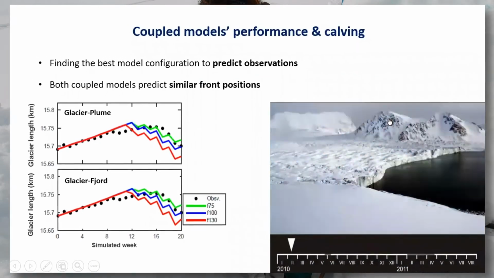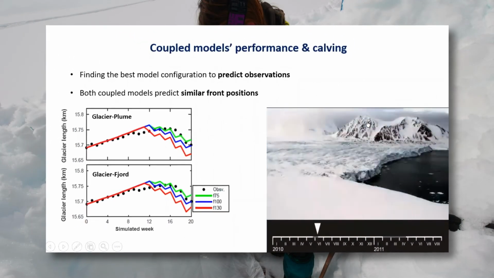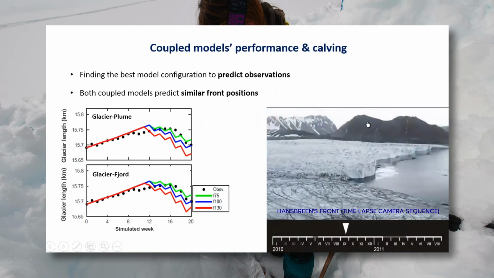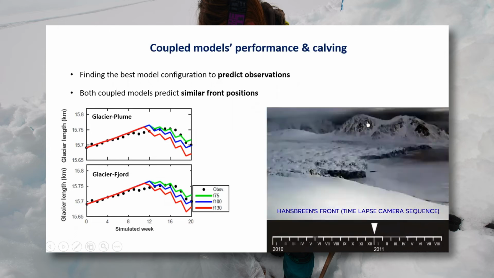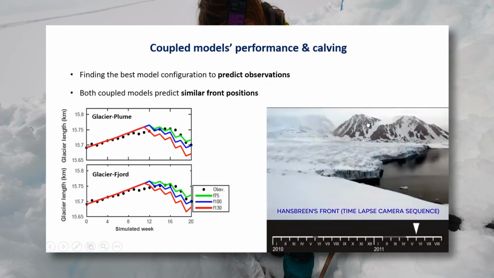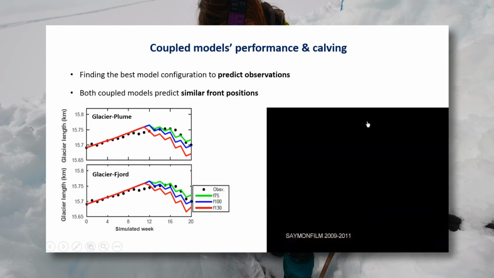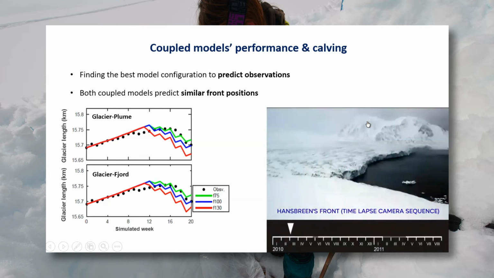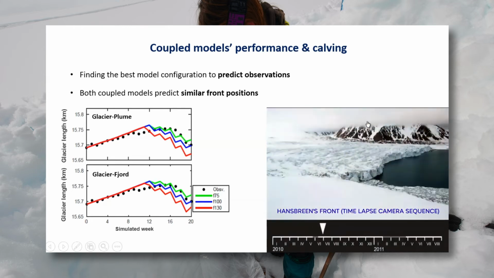To evaluate the goodness of our coupled models, we show here the model performance against the observed front positions. To get these results, previous sensitivity analyses have been done to different parameters. What we see in this figure is that both the glacier-plume and the glacier-fjord coupled models are able to reproduce the observed front positions under some specific configuration, which is represented by the green lines in this figure. We also observe that every one of these downward steps corresponds to a calving event calculated by the models.